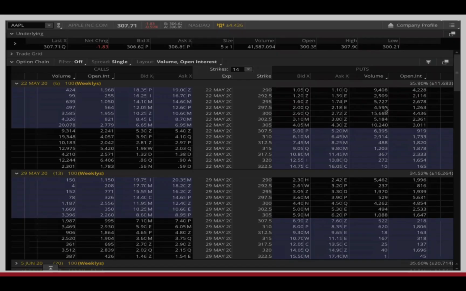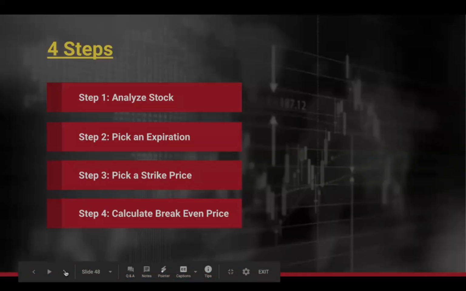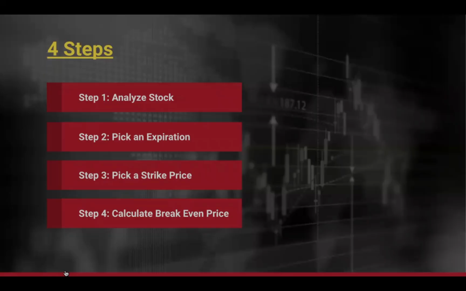Okay. All right. So there's 4 steps. We talked about these 4 steps earlier. You want to analyze a stock. You want to pick an expiration. You want to pick a strike price. And it makes a lot of sense now. You want to calculate the worst case scenario, which is the break even.